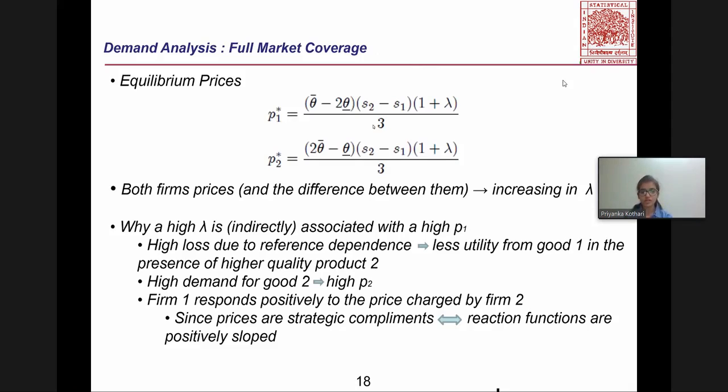But what is not immediately clear is why firm 1 will charge higher prices when consumers are becoming more reference dependent. So I have explained the intuition behind it. As there is a high loss due to reference dependence, there is less utility from the lower quality product in the presence of the high quality product.